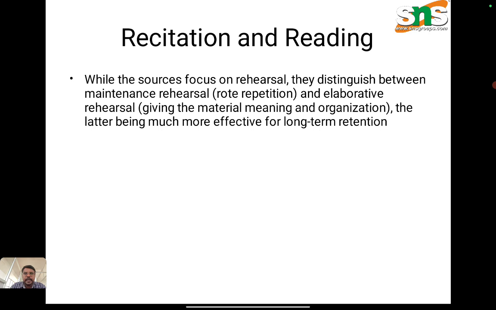Next method is recitation and reading. Here the focus is on rehearsal, and they distinguish between maintenance rehearsal and elaborative rehearsal, which is much more effective for long term retention. Mainly the student focuses on learning by heart or telling through an oral test, and that is the focus in these methods. Rehearsal is applicable for these types of methods.